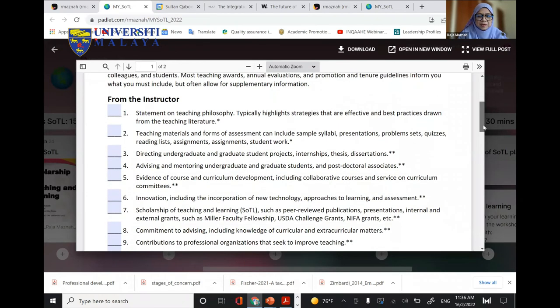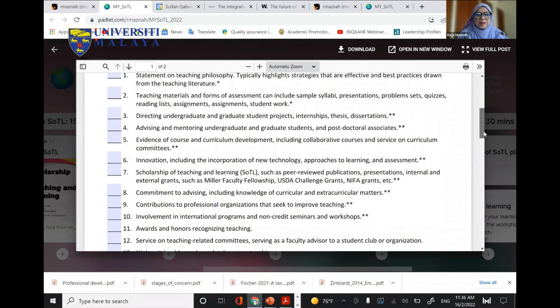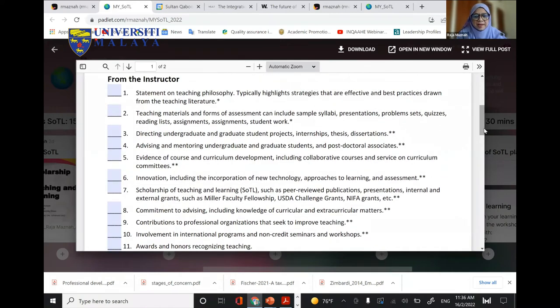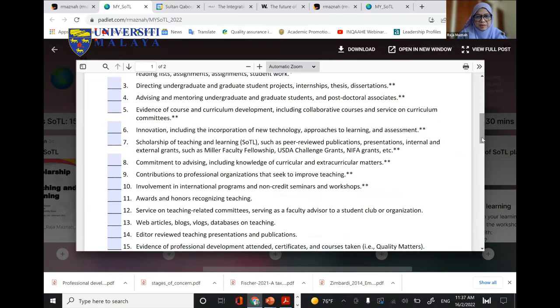So things like your teaching philosophy, you have that, or you don't have yet and you would like to build that. And I'm sure EDEC can help you to build your teaching philosophy. The teaching materials and forms of assessment that you collect, as I said just now, what we do in our department, we put the assessments there and the rubrics and everything that goes with it. And in terms of directing undergraduate and graduate student projects, internship, thesis, and dissertation, what evidence do you have to say that you are doing all that?